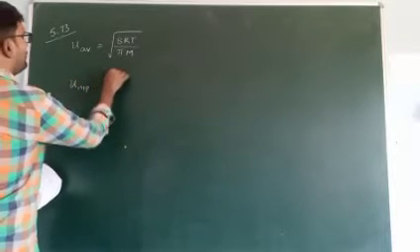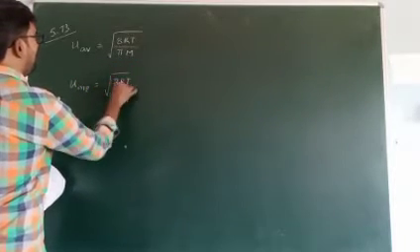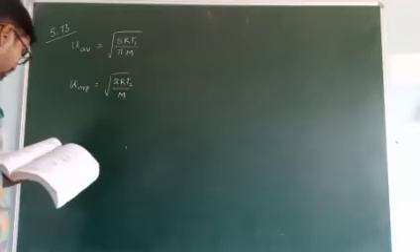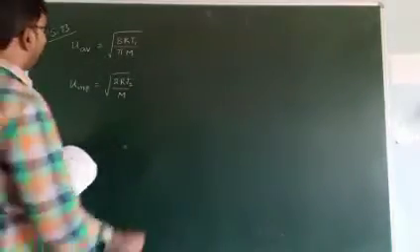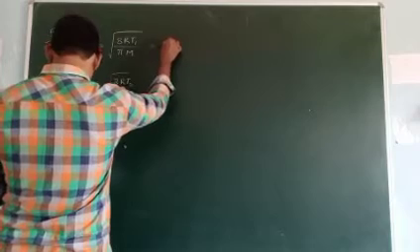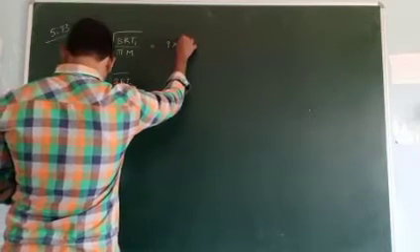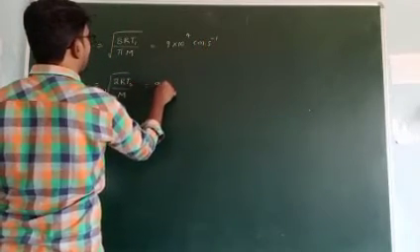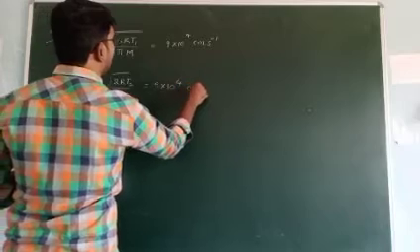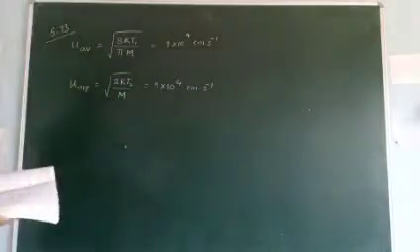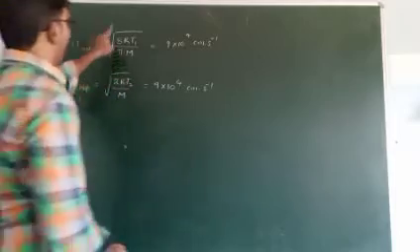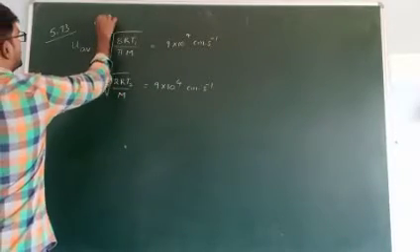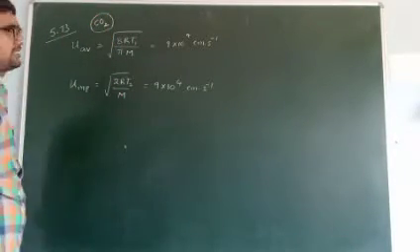UMP is equal to root over 2RT by m. This is T1, this is T2. We have to calculate T1 and T2 only. As both values are the same, both values are 9 into 10 to the power of 4 centimeter per second. Then how can you calculate T1 and T2? Very simple. We know the R value, we know the M value. The given one is carbon dioxide. Remember this one.